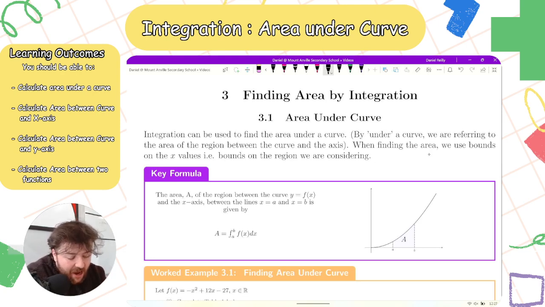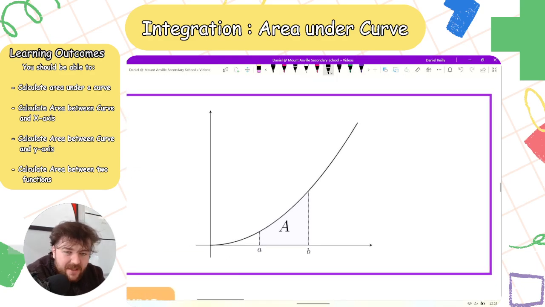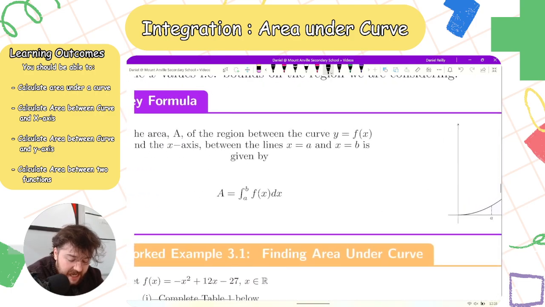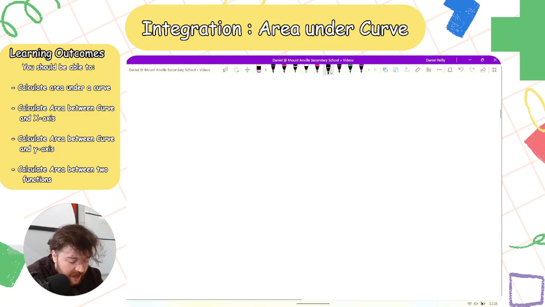When finding the area, we use bounds on the x-axis, i.e. bounds on the region we are considering. So I have this little region here. I want to find the area under this function, this bluish area, area A. And all you do is integrate your function between a and b. That's it. Integrate the function between a and b.